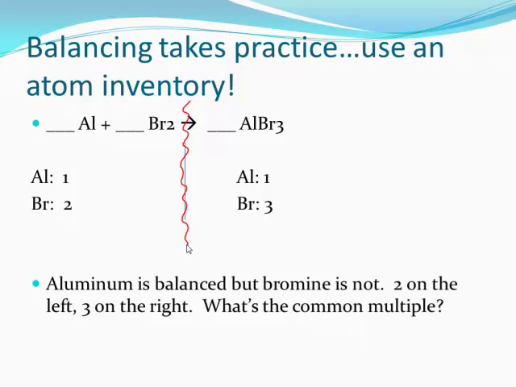On one side we have 2, on the other side we have 3. So just think in your head, we've got to get that bromine balanced. What's a common multiple? Well, a common multiple for 2 and 3, isn't that 6? So if I wanted to get 6 bromines on this side, what would I have to do?